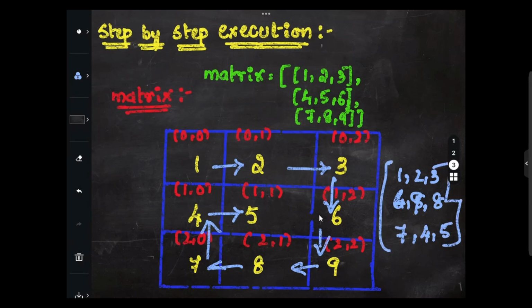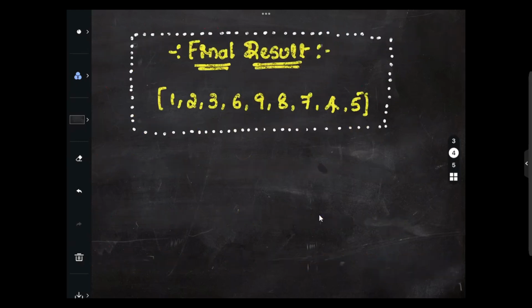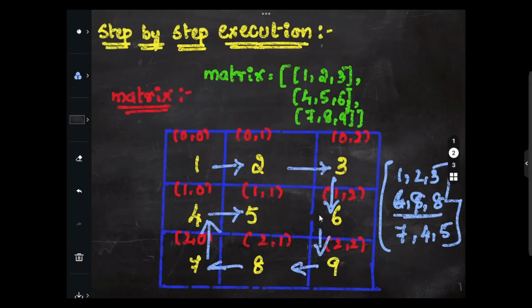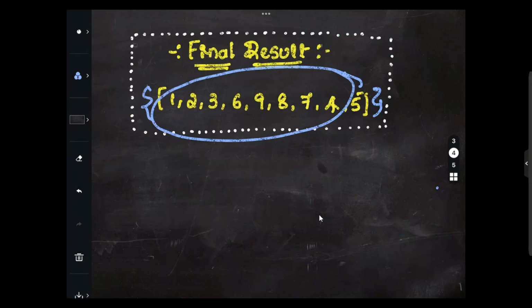The spiral steps we saw: we traverse the first row, then the right column, then the bottom row, then the left column, and then the inner matrix. The final result we got here is 1, 2, 3, 6, 9, 8, 7, 4, 5, which is equivalent to the output given for the first example.